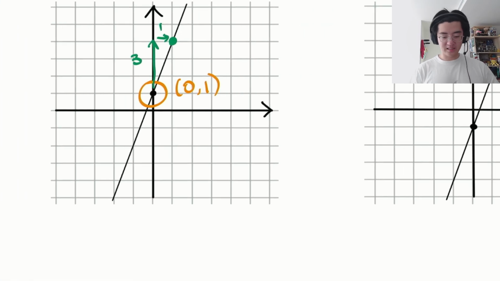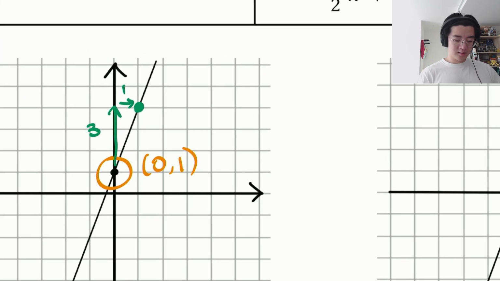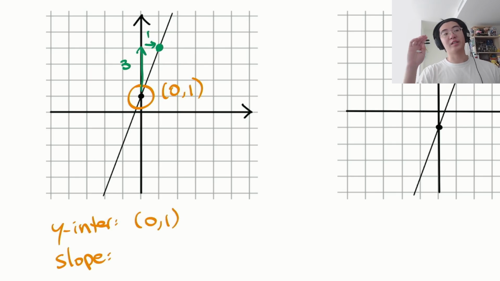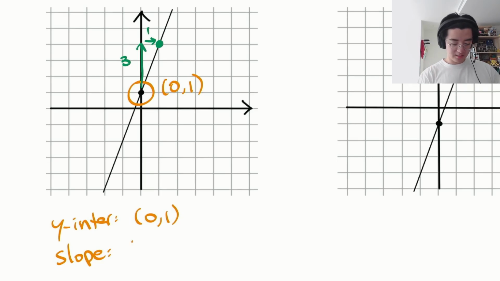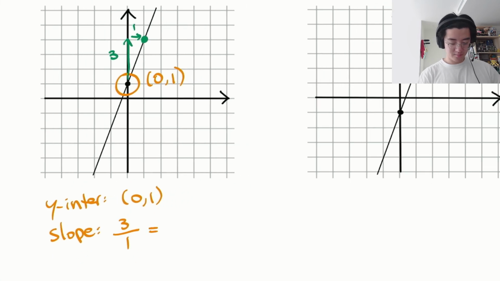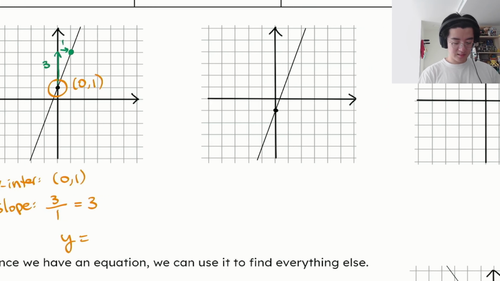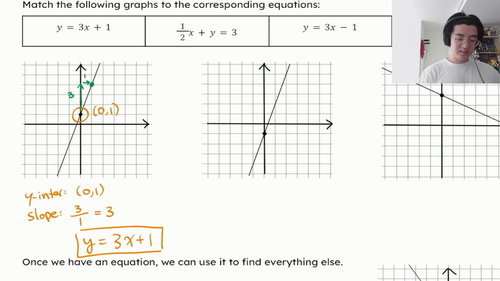Right, which means that our y-intercept is 0, 1. Our slope, which is rise over run, changing y over changing x. Right, we went up by 3, so that's 3 over the run, which is 1. We're changing x by 1. So 3. Okay, and that's it. Our equation now is slope x plus intercept. So that's our first one here.